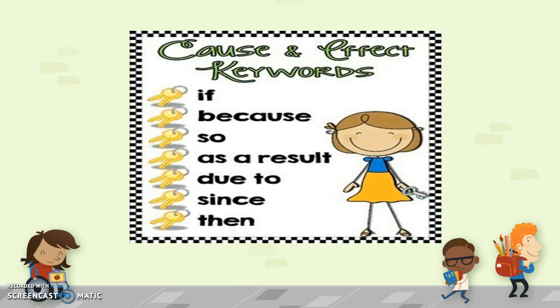There are keywords in sentences that separate cause and effect. Let's read the words together on the smartboard. If, because, so, as a result, due to, since, then. Great job, everyone! Now that we know some keywords, it will be easier to find the cause and effect. Let's go through some more examples together.